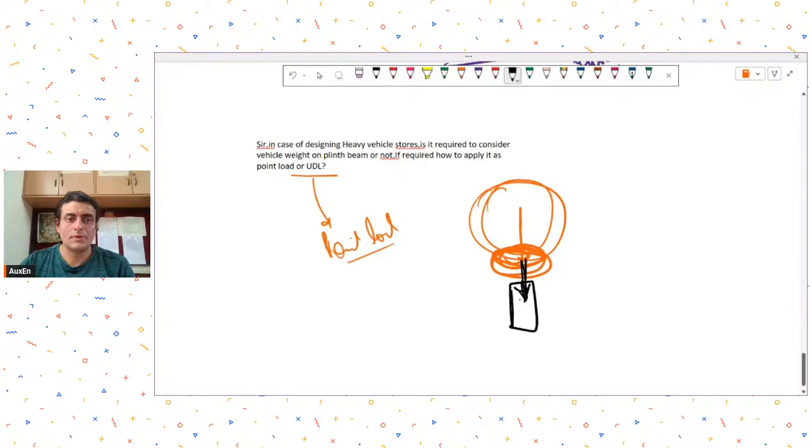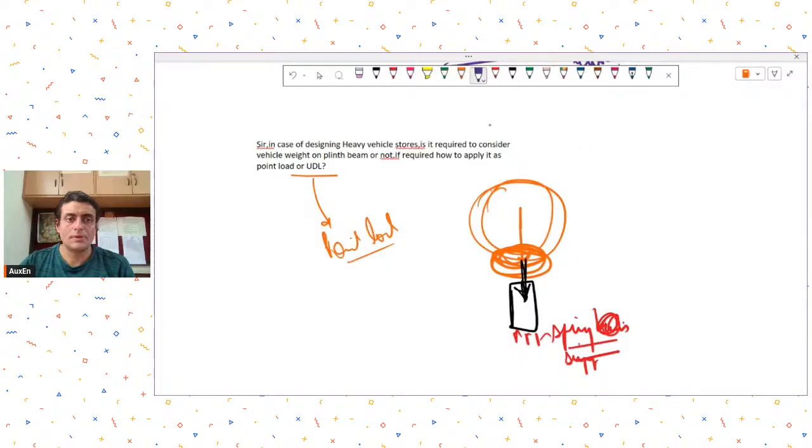But if you want to apply it on your beams, then better to have spring supports assigned below your beams to get a proper analysis result. So you assign spring support of your soil, okay, and then assign these loads.